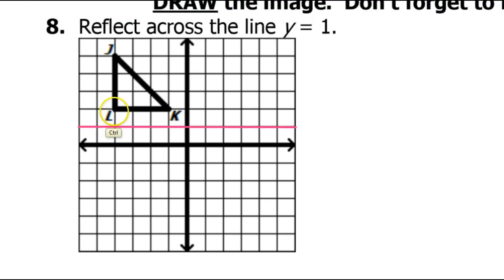Okay, so for example, the point L is 1 above this line, so I'm going to go 1 below that line, and that will be L prime. K is 1 above, so I'm going to go 1 below, so that's going to be K prime. Alright, and then the point J is 4 above the line, so I'm going to go 4 below the line. So this will be point J prime. Then I'll just connect these dots, and that'll be it. So that's really it for number 8. That's the quickest way.